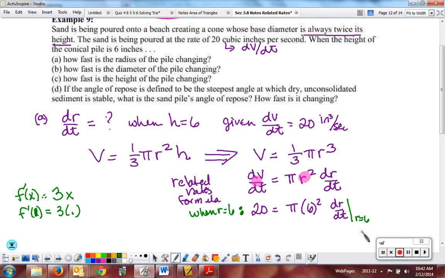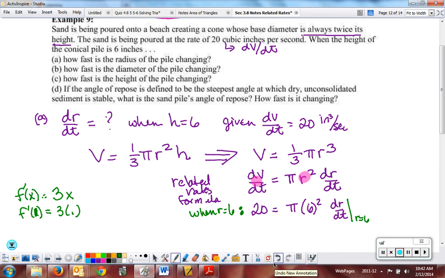Question, Harvey? I was just wondering what happens to the 1/3. When you take the derivative, 3 times a third is 1. Pi r, subtract 1 from your exponent, 2 times the derivative of r. Power rule, chain rule. Okay. All right, so everybody okay on that?